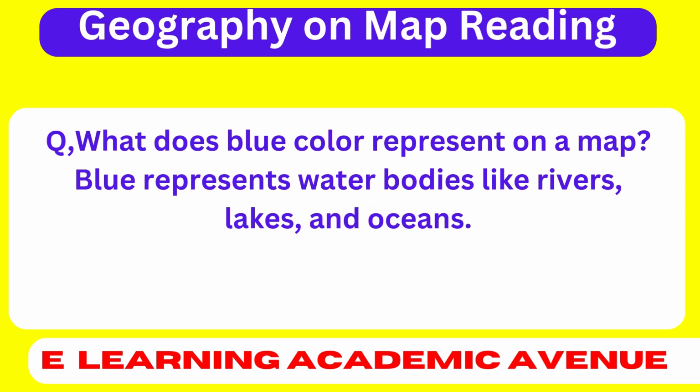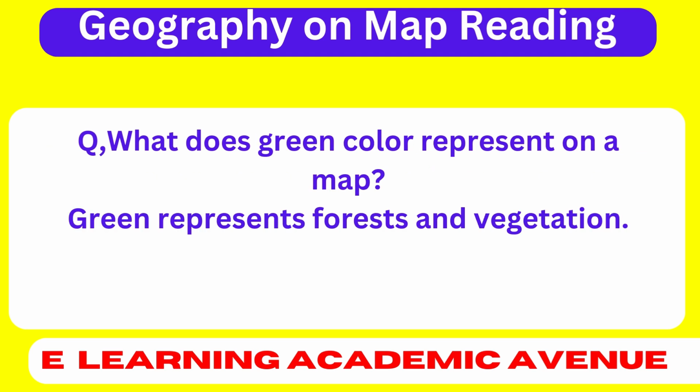Question 34. What does blue color represent on a map? Blue represents water bodies like rivers, lakes and oceans. Question 35. What does green color represent on a map? Green represents forests and vegetation.